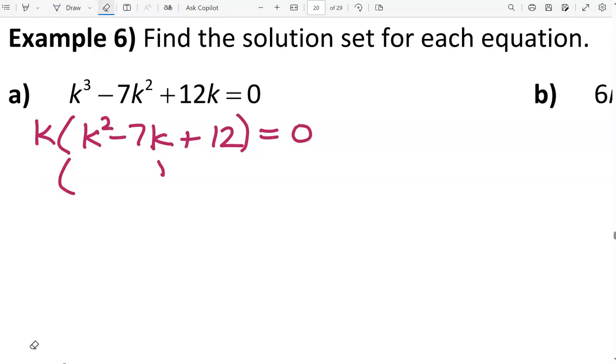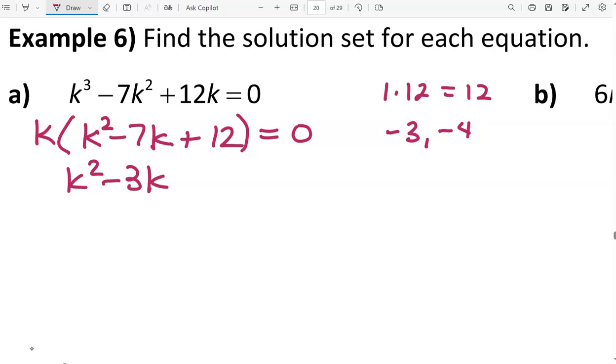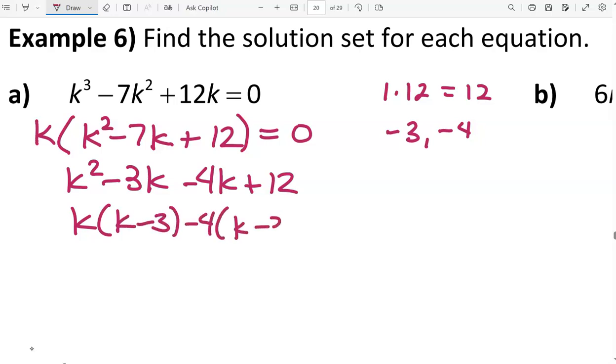And that trinomial on the inside has an a times c of 1 times 12, which is 12. Factors that add up to negative 7 are negative 3 and negative 4. k squared minus 3k minus 4k plus 12. And that's k times (k minus 3) minus 4 times (k minus 3). And so our factors are (k minus 3) times (k minus 4).